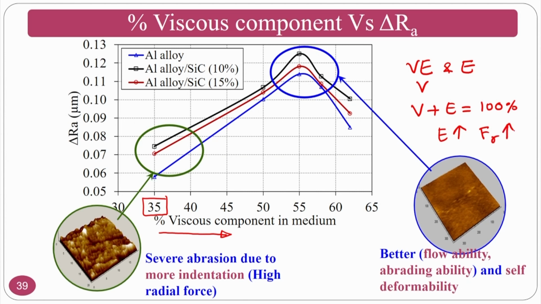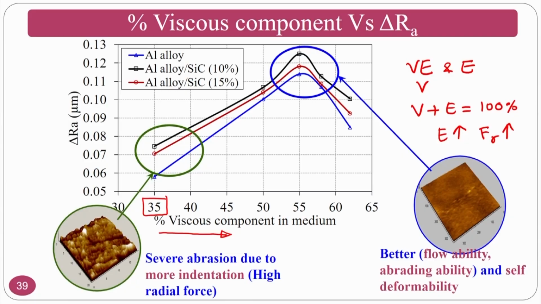If your radial force is high, what will happen? The abrasive particles try to indent onto the workpiece. Not only the finishing, it also creates its own dominating scratches that you can obviously see in the atomic force microscopy, where the surface is not only sheared, but the abrasive particles are also creating some indents as well as dominating scratches on it.